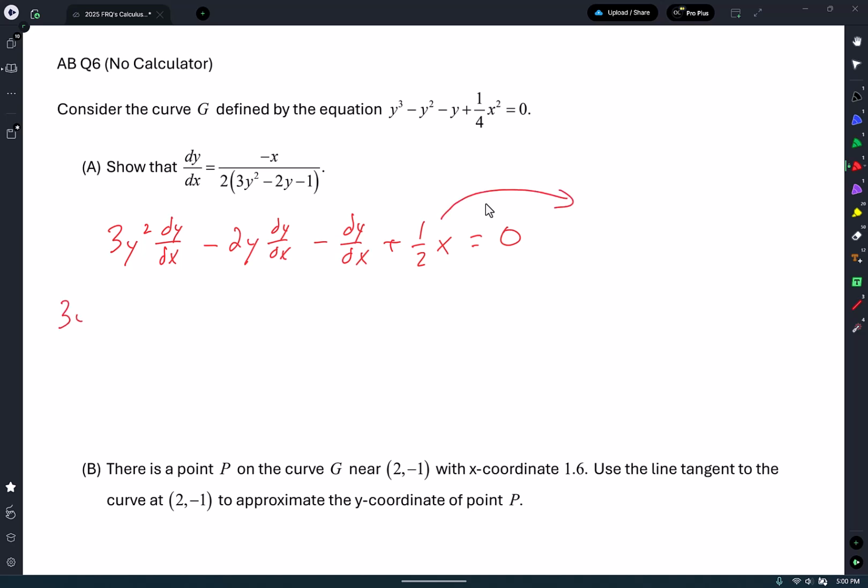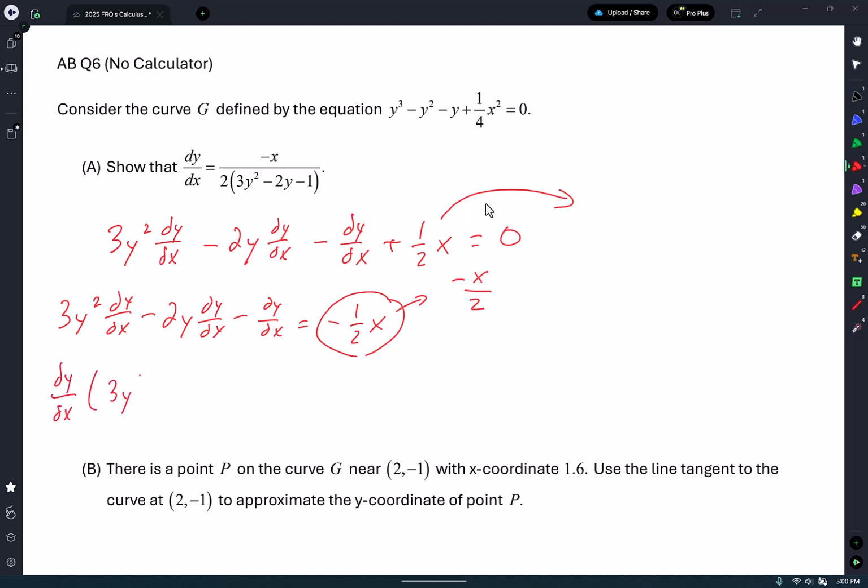So I'm going to write 3y squared dy dx minus 2y dy dx minus dy dx equals a negative, and I'm going to rewrite this as negative. I'll write it like this. But because I want it to look eventually like that, I'm going to rewrite that. That is just negative x over 2. All right, I'm going to factor out a dy dx. So I'm going to go dy dx, factor it out. 3y squared minus 2y minus 1 equals a negative x over 2.